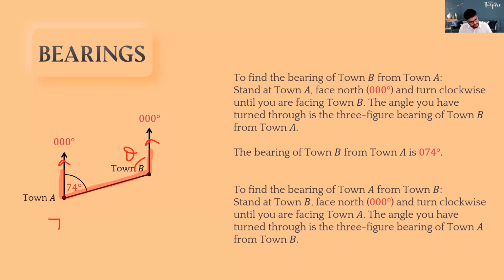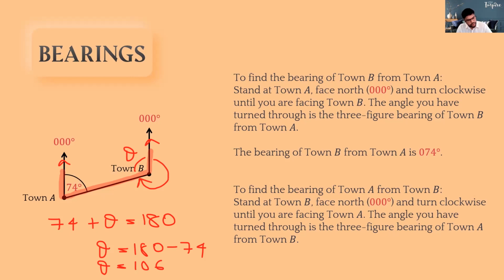If this is theta, 74 plus theta should give us 180, right? So from 180, I subtract 74, right? I get theta is equal to, I think that comes to 106, right? So that means children, this angle is 106. So therefore, to find this one, from 360 I subtract 106, and that gives me the bearing of town A from town B.